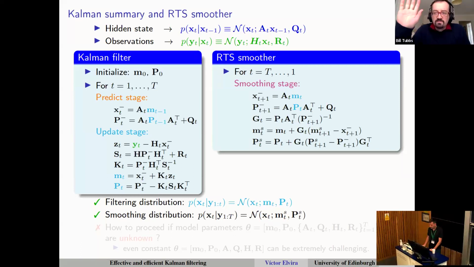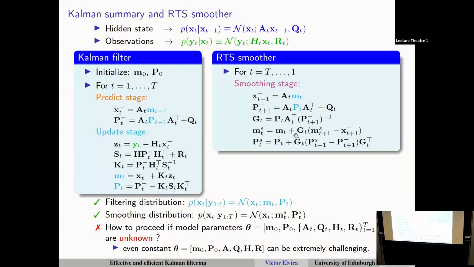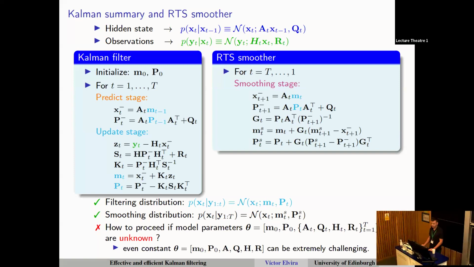I got a question. This is probably just an introduction covering mostly what was said yesterday. The thing is that all the time we have assumed that we know the model parameters. Remember, I denoted them at the beginning very generically as theta. But what is theta here?